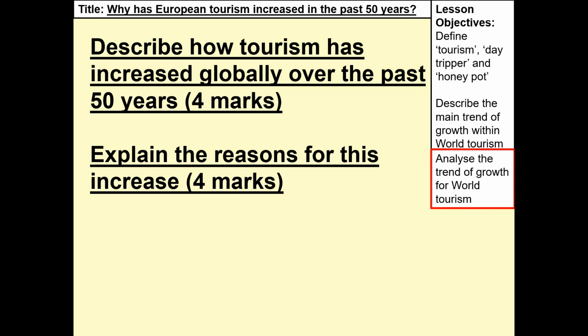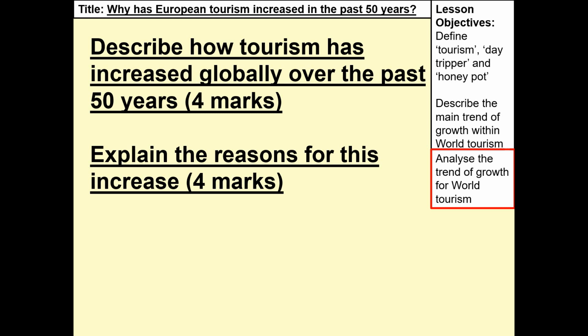Part 2, once you've done that, now I'd like you to give reasons for why it has increased in that way. Again, 4 marks. So part 1, describe it, 4 marks. Part 2, explain the reasons why, 4 marks. That's the final main activity today.